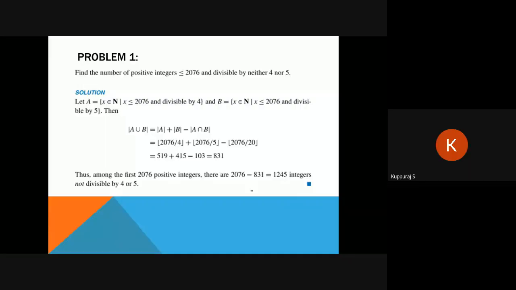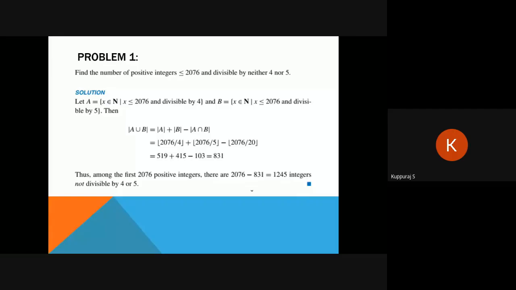That is nothing but the number of positive integers less than or equal to 2076 and divisible by 4 as well as 5. So that means, in the equation, we have modulus of A union B is equal to 831. Modulus of A union B means the set of all positive integers which are less than or equal to 2076 and divisible by 4 or 5.